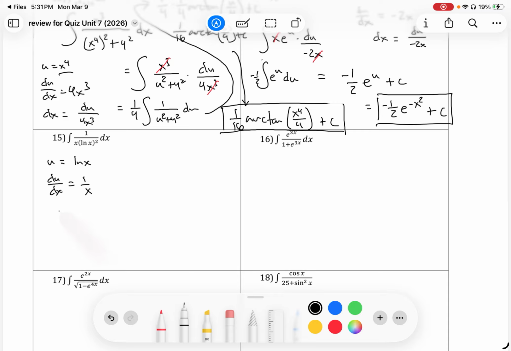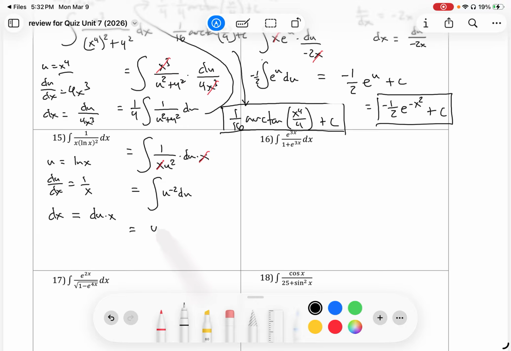Then we can solve for dx and get dx equals du times x. So plugging things in, I get the antiderivative of 1 over x u squared times du times x. The x's divide out. It becomes the antiderivative of u to the -2 du. Right? 1 over u squared is u to the -2.